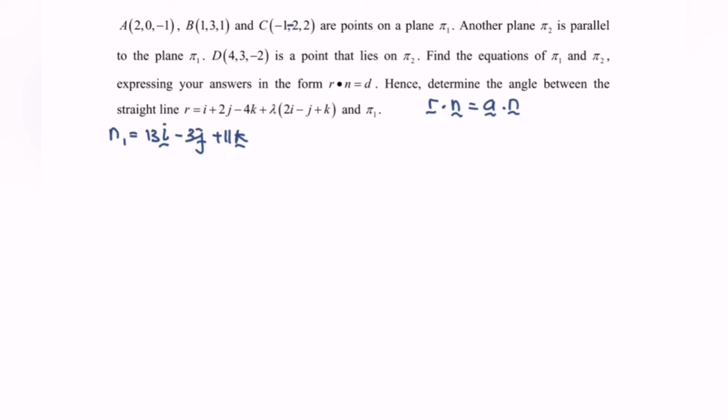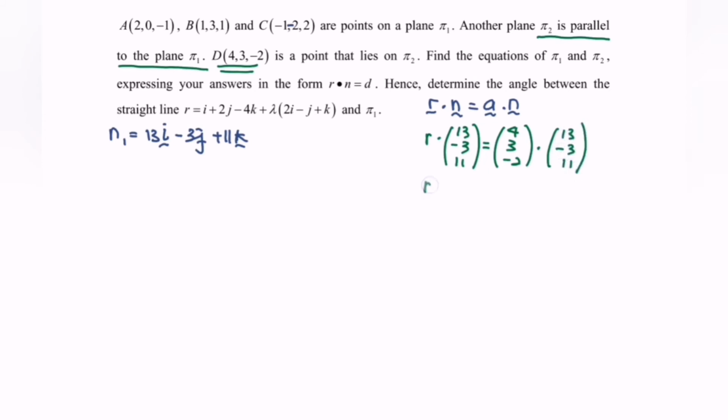Next is to find the plane 2. The plane 2 is parallel to the plane 1, which means that they have the same normal. So kindly substitute r dot with n, 13, negative 3, and 11 equals to the point. Kindly refer to this part where D is a point that lies on the plane 2. So substitute 4, 3, and negative 2 dot with 13, negative 3, 11. So r dot with n equals to 52 minus 9 minus 22. Simplify: r dot with n is equal to 21. So here we have the equation of plane pi 2.